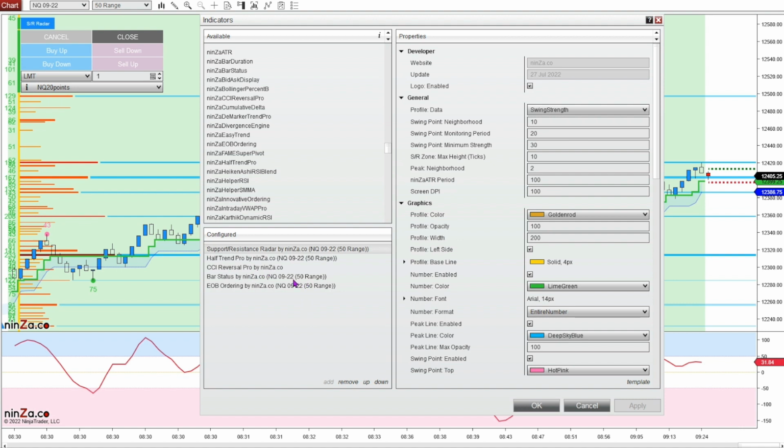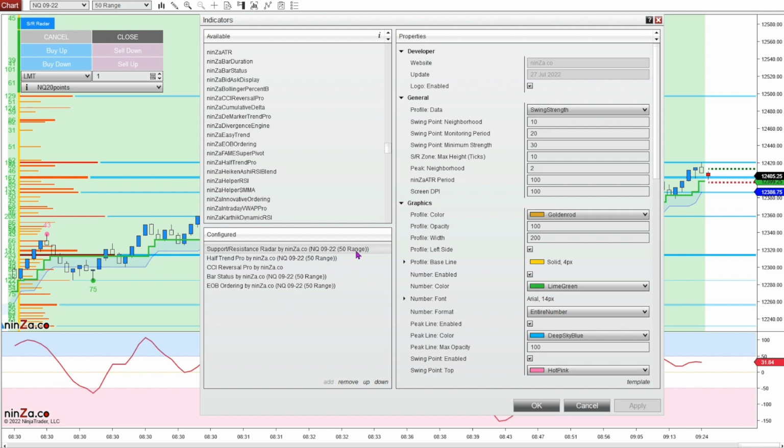Then I'm also going to be showing how the bar status, which is a free indicator from NINZA, works on range and Renko charts. It's different than a time-based chart. I'm going to show you how that might be helpful. And then as an added bonus, I'm going to be going over the end of bar ordering indicator. I really like this indicator for range charts, and it would work really well on Renko charts as well.